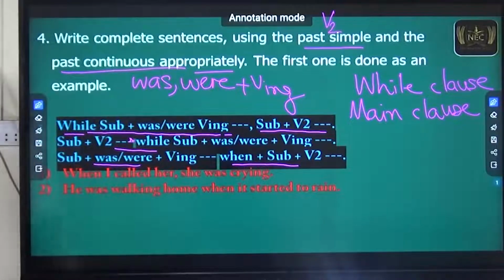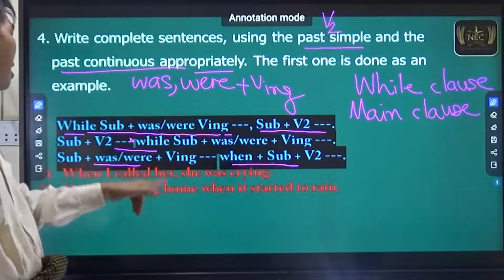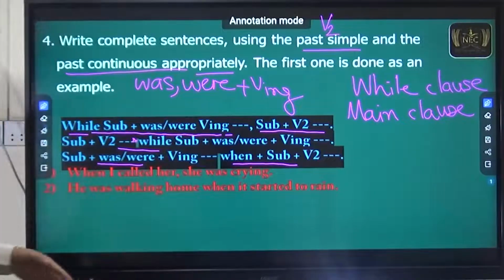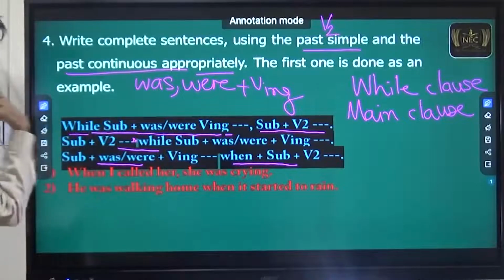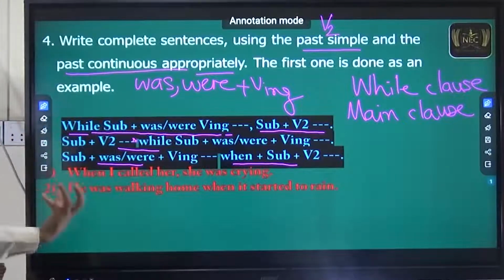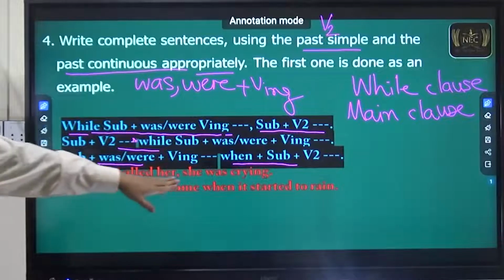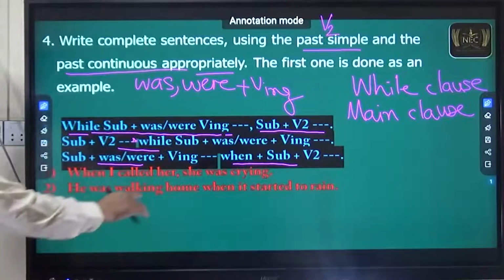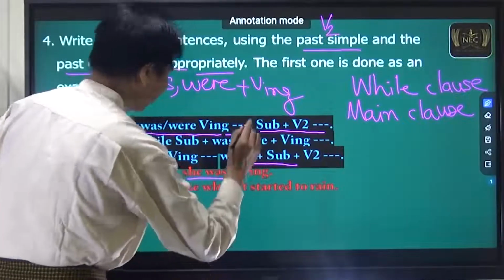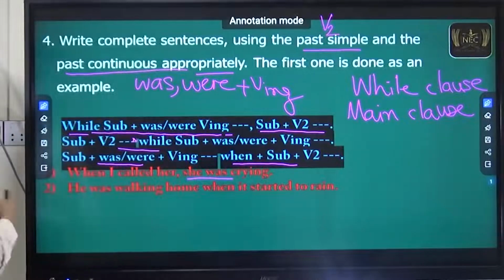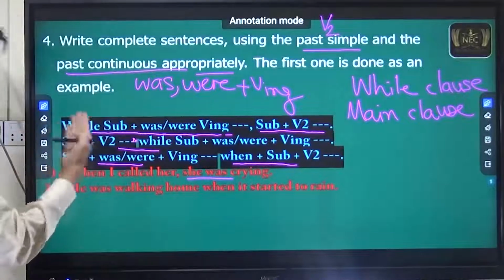And I said, example in it, when I caught her, she was crying. She was crying. She was crying when I caught her.